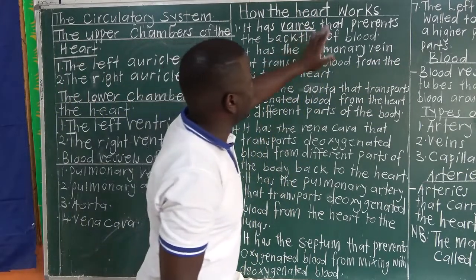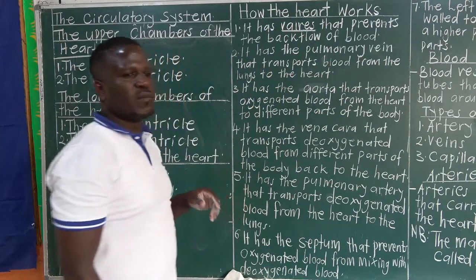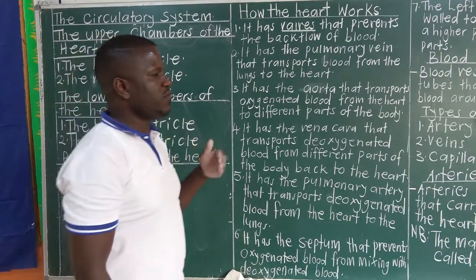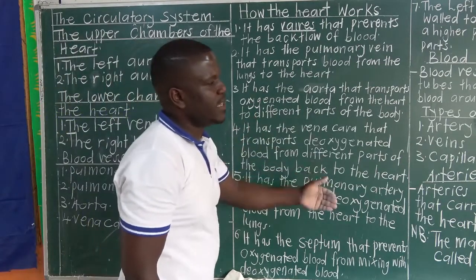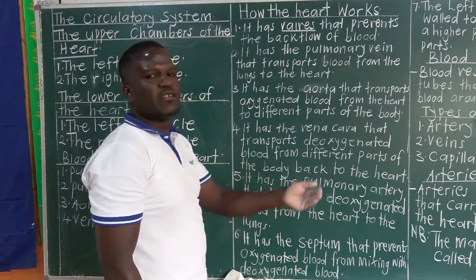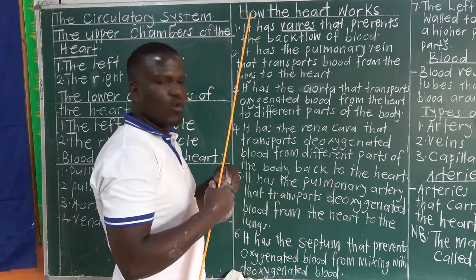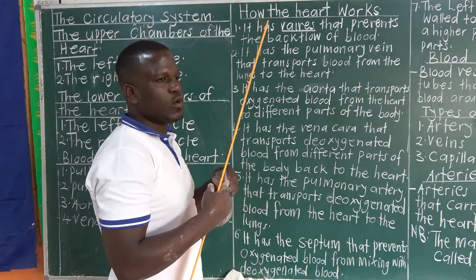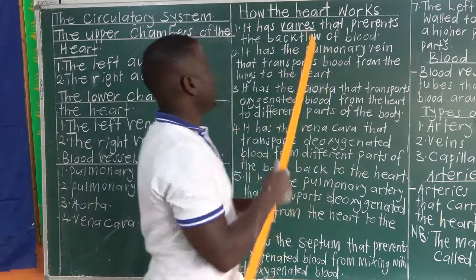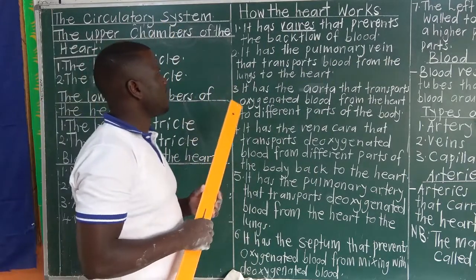So the heart has valves, and these valves help to prevent the backflow of blood, so that blood does not flow backwards. Once blood flows from the lungs and goes to the heart, it continues to different parts of the body. Once blood flows, these valves will close, and when they close, this blood cannot flow backwards. It keeps on flowing forward. That's why we say the heart has valves that prevent the backflow of blood.